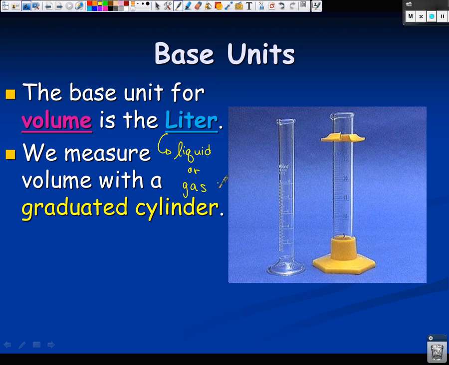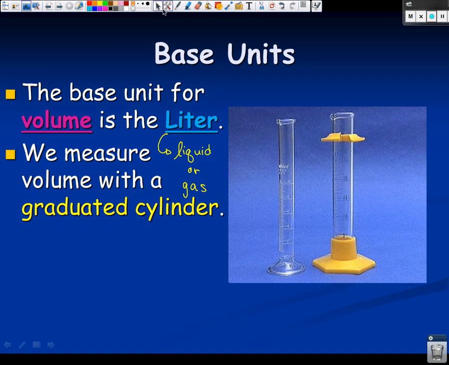Now, again, I know sometimes gases are kind of strange to think about. How do you calculate how much gas there is? Well, if you take a balloon and blow into it, what's inside the balloon? The gas. Does that balloon have a specific volume? Yes. Okay, so you can do it that way as well. Now, obviously, you wouldn't want to do gas in a graduated cylinder, but you could. I don't know why you would or what the purpose would be, but it's possible.